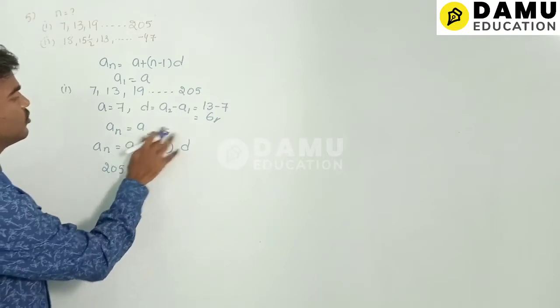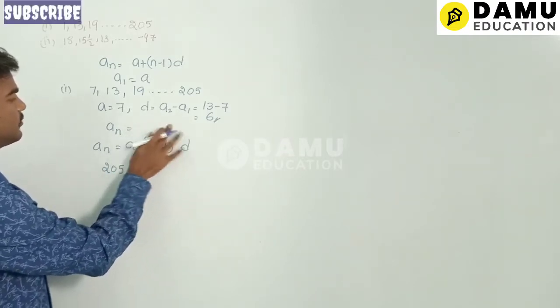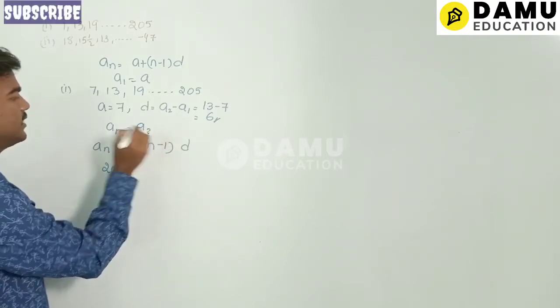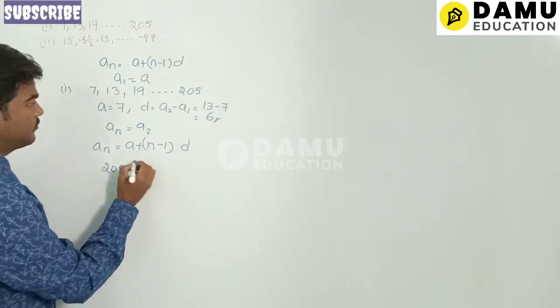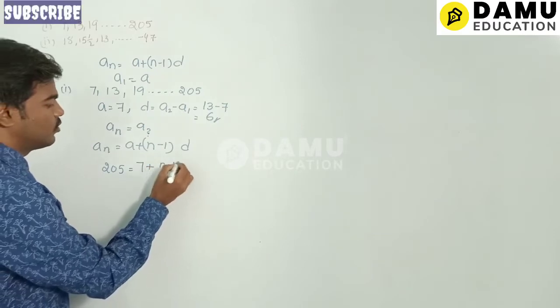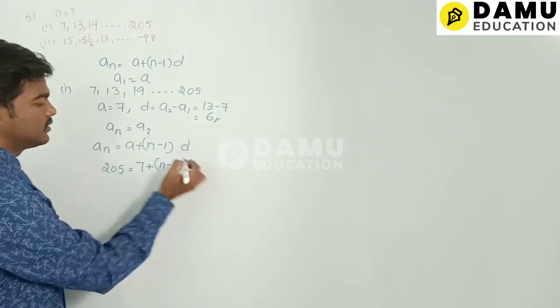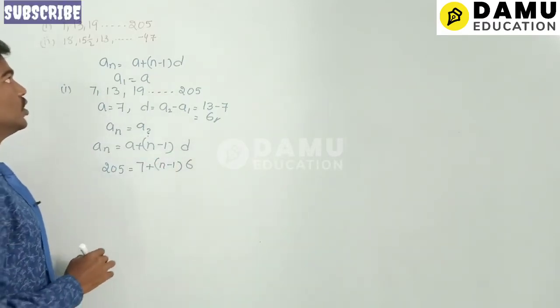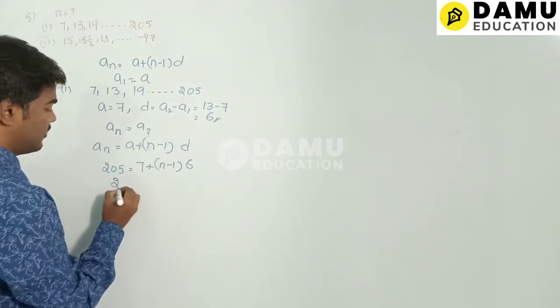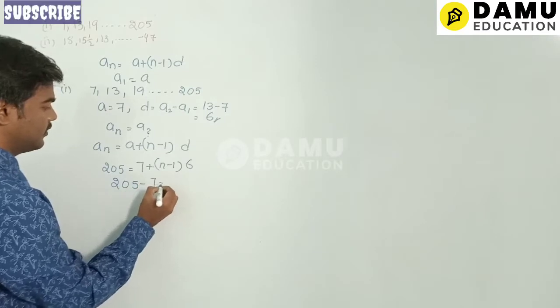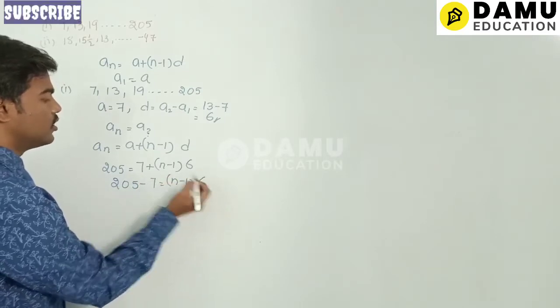205 is the value. So we don't know what the nth term is, we don't know what n is, we have to find it. 205 is the last term. Then what is the first term? It will be 7 plus n minus 1 into d, which is 6. So what is the n value? We don't know. Then 205 minus 7 will be equal to n minus 1 into 6.